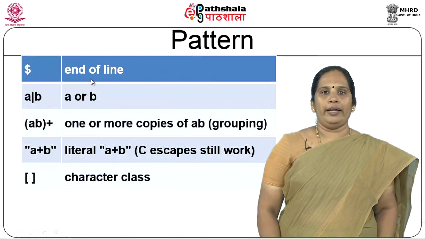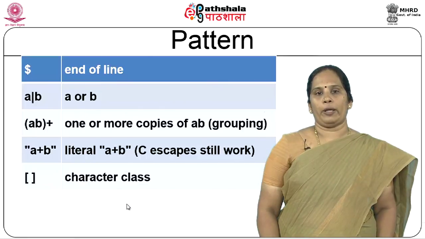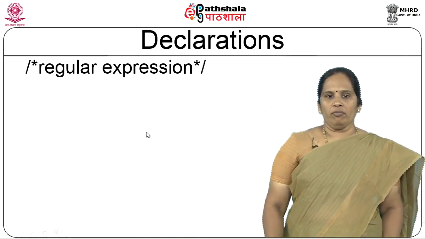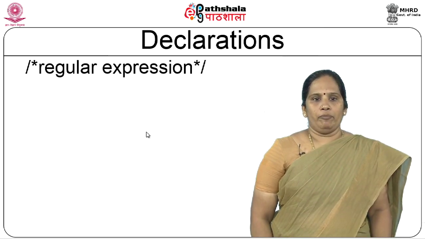And we also have dollar indicating end of line, A or B the same thing, and within the pair of square brackets you have what is called the character class grouping. Now, declarations, this is the first section of your Lex program.